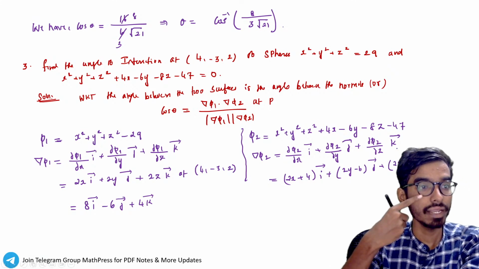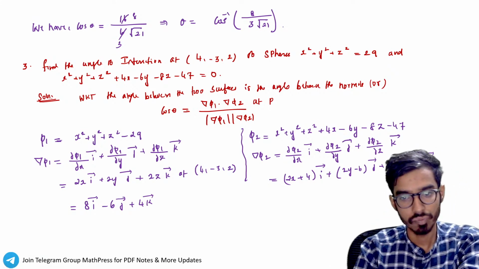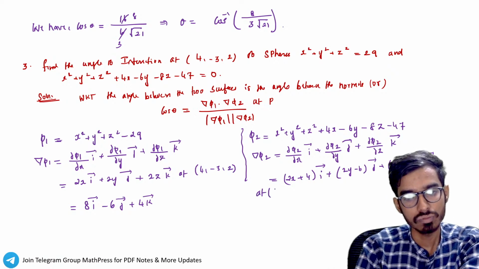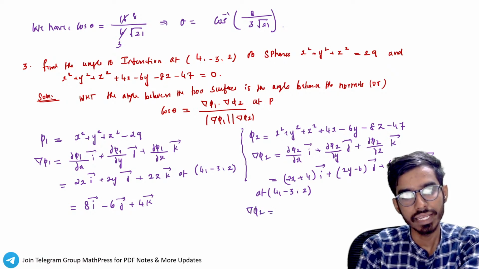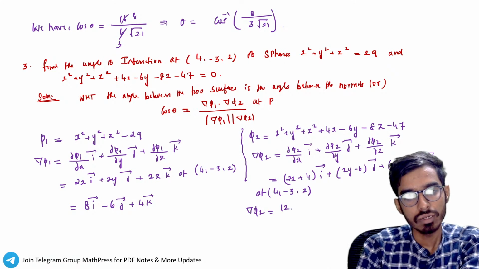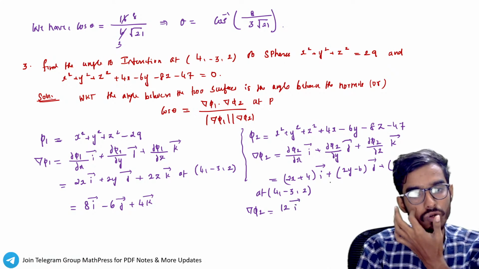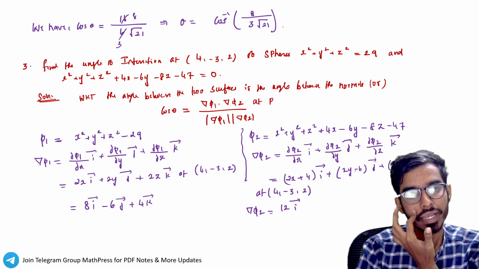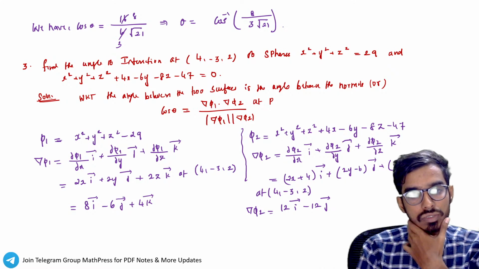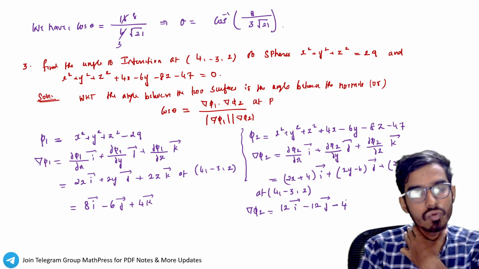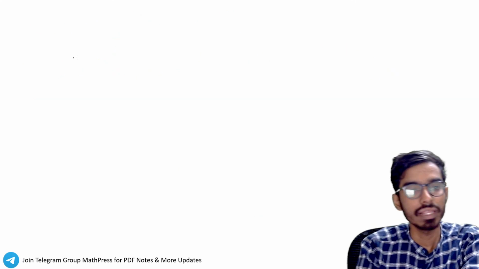Now at the point 4 comma minus 3 comma 2, what about del phi 2? When you substitute 4 here, 2 4s are 8, 8 plus 4 is 12, so it will be 12i vector. When you put y equal to minus 3, minus 6 minus 6, so again minus 12. When you put z equal to 2, 2 2s are 4, 4 minus 8 is minus 4k vector. This is our del phi 2. So we apply the formula directly.